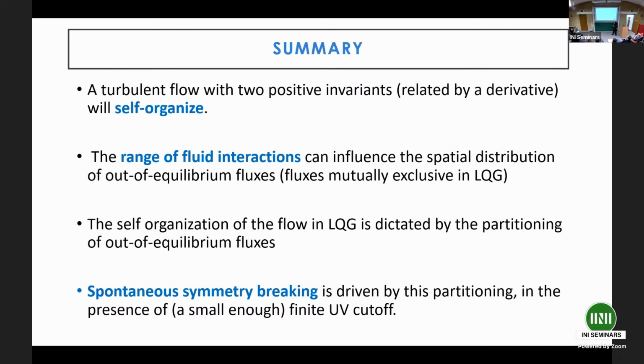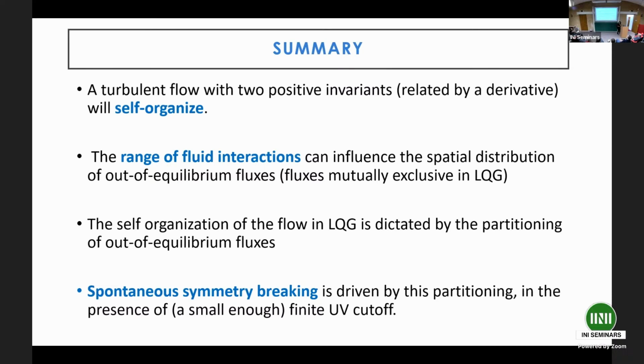And in this kind of funny system where this Rossby deformation radius goes to 0, then the self-organization is really affected by this partitioning between the out of equilibrium fluxes in space. And you can have a spontaneous symmetry breaking, which is driven by the fact that you have a finite UV cutoff and it's not sent to infinity.